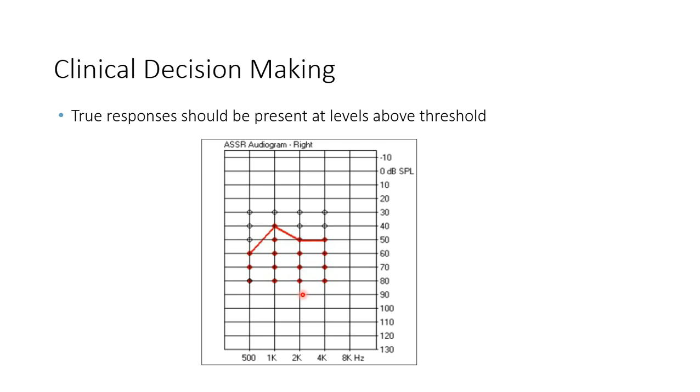2000 hertz, every level down to 50. So this is a great example of a good ASSR audiogram where the lowest level was detected for each frequency. It might not have been at the same level, but for each frequency, responses were also detected at all the levels tested above threshold.